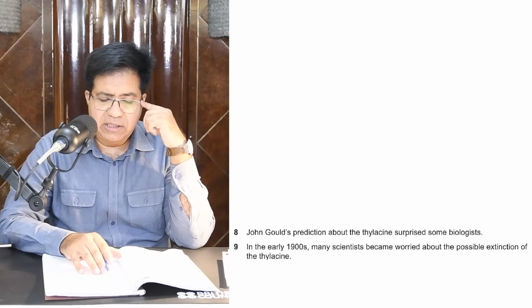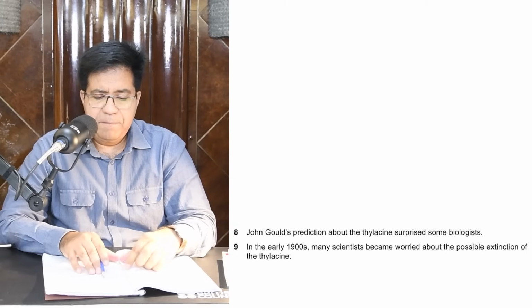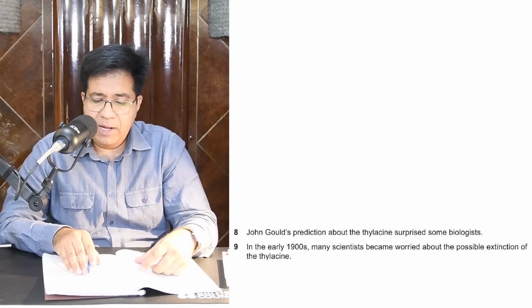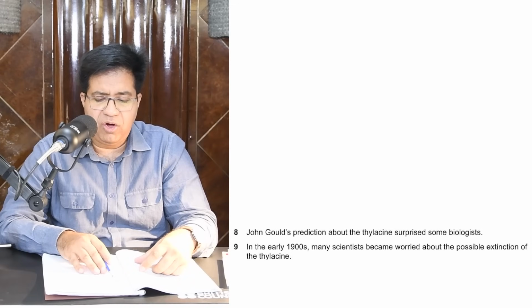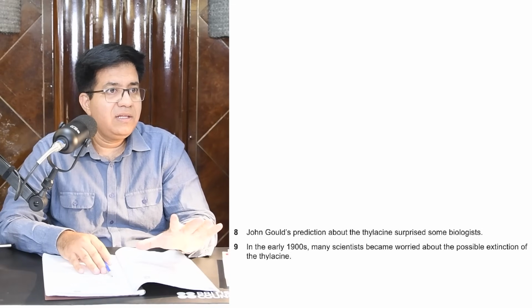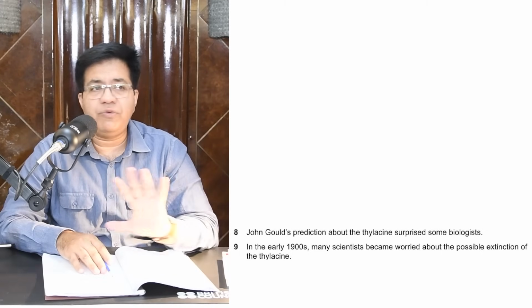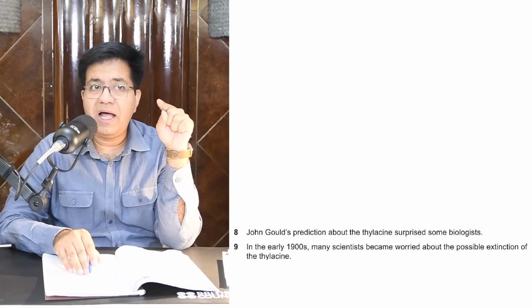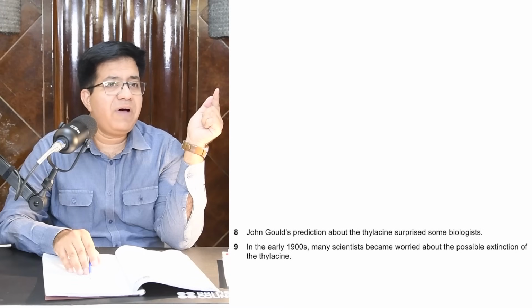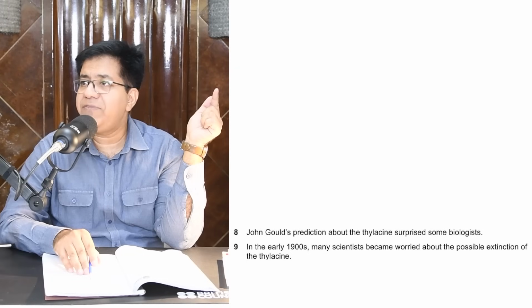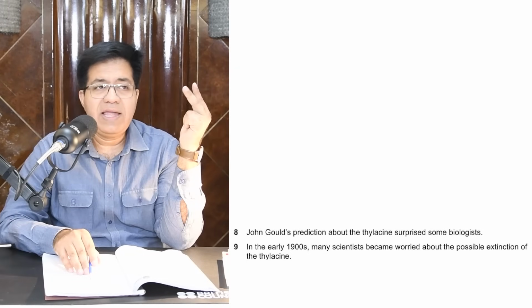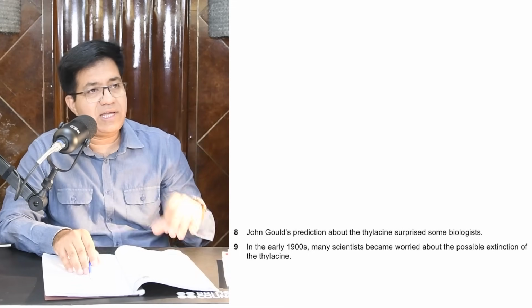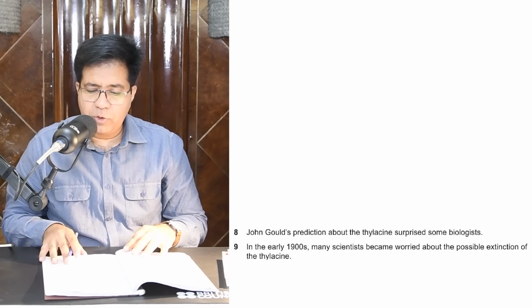Question number 9. In the early 1900s, many scientists became worried. Now underline became worried about the possible extinction of thylacine. Extinction means this animal may die out. Die out means to finish forever. Now listen, if scientists were worried, answer is true. If scientists did not care or if they were not worried, answer is false. And if they don't tell us whether the scientists were worried or they were not worried, then answer is not given. Okay? So please come back.